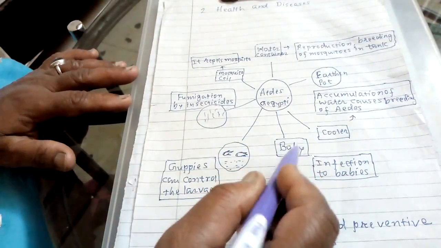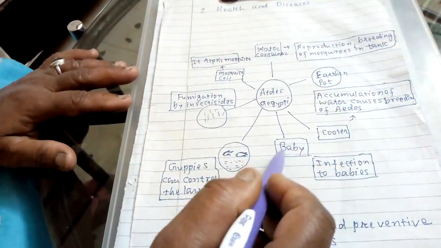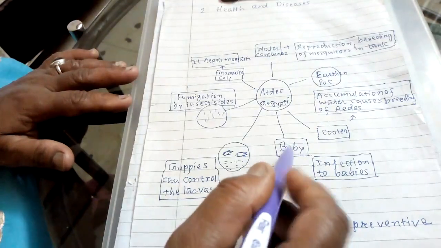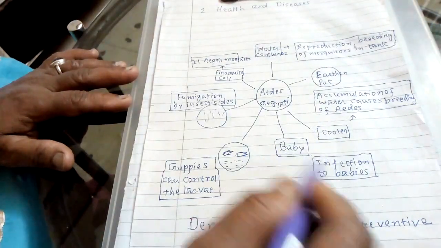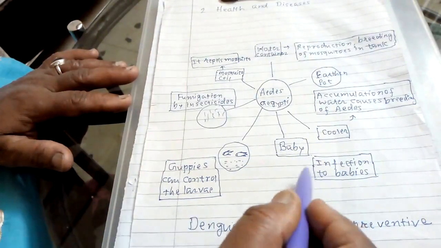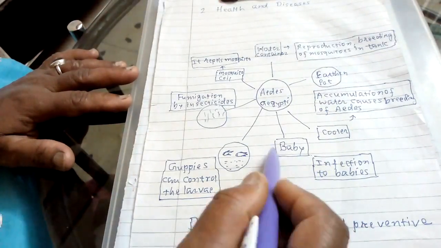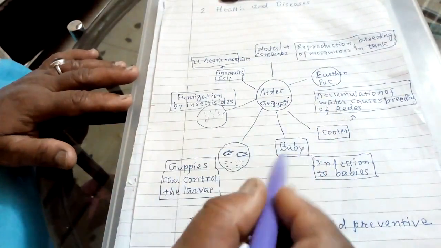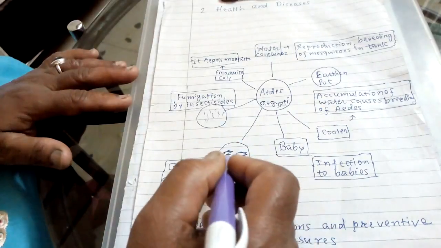Especially small babies are prone to these diseases. They become ill due to dengue. So infection to them occurs very soon, infection to babies due to these mosquitoes. Then how can we prevent that?